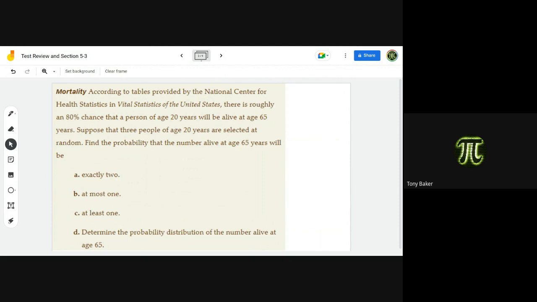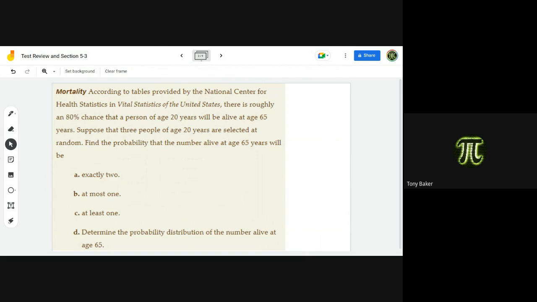So, first question, is this a binomial? Is there only two options here? We have to decide that to decide if we can actually do this problem. What are the two options? At 65, you're either alive or you're dead. Those are the two options. Because there's only two options, we can do the binomial distribution for this.